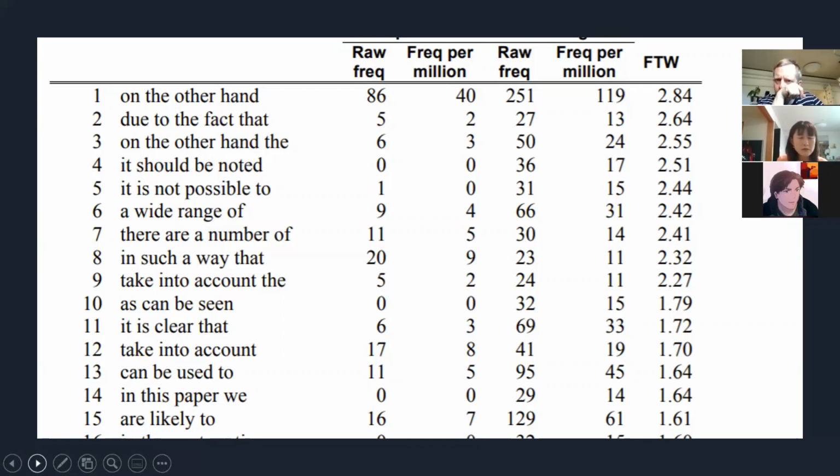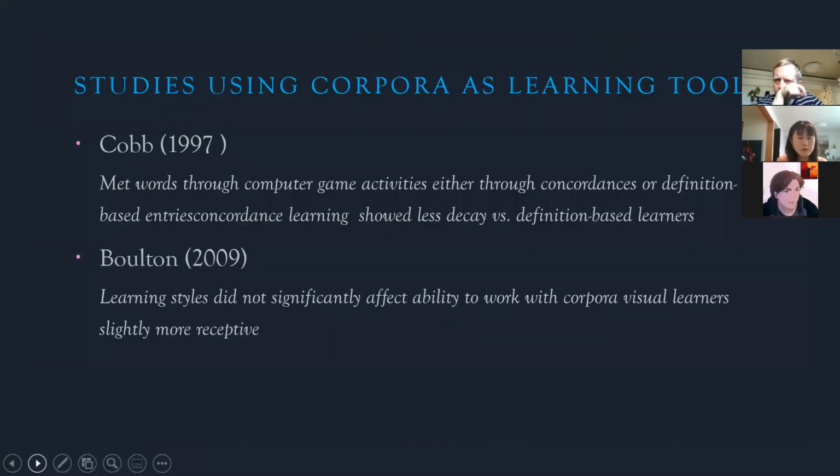Okay. So you can also introduce this during a writing class. Also, why should you use corpora as learning tools? Well, Cobb said that when students met a word through computer game activities and looked at the concordance-based entries, the concordance entries showed less decay than just learning definitions. So this is also a good way to learn vocabulary, and hopefully the learners can maintain it over a longer time. Also, Boulton found that it doesn't matter what the learning styles are, so any learning style can use this.